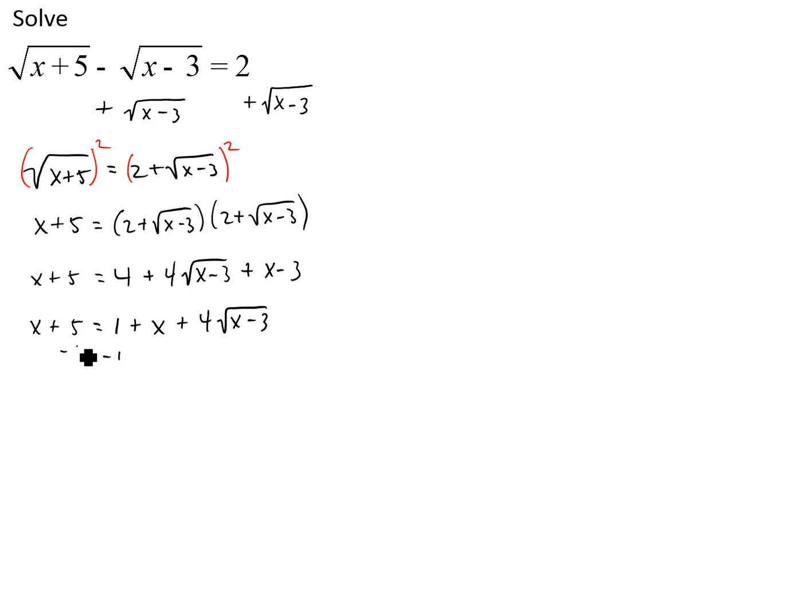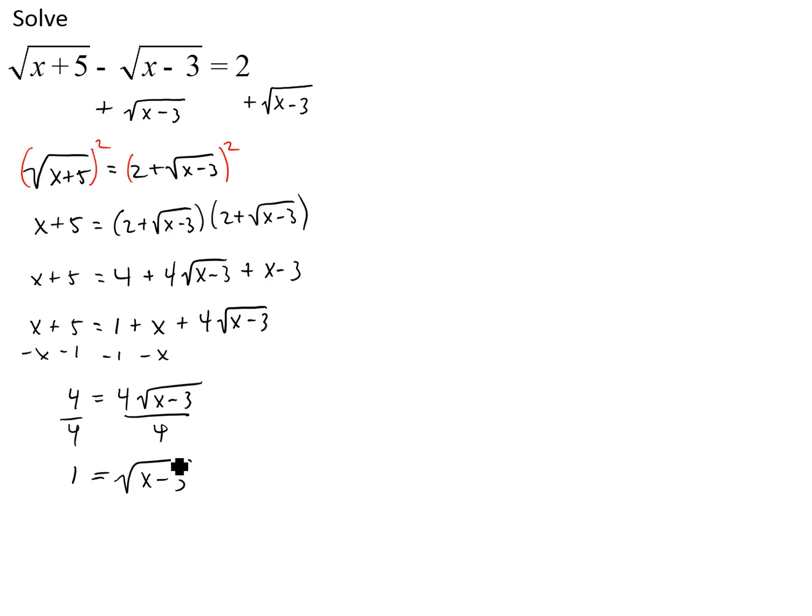So we'll go ahead and subtract 1 from both sides and subtract x from both sides. That's going to leave us with a 4 over here on the left side and a 4 square root of x minus 3 on the right. Now to get that square root completely by itself, we'll go ahead and divide both sides by 4. That'll make a 1 equals the square root of x minus 3.